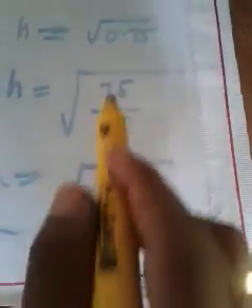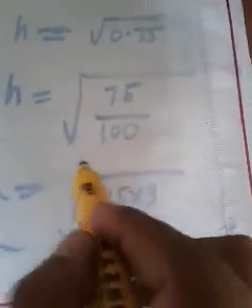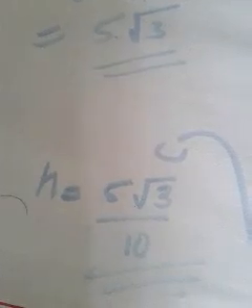That is the reason. You may have understood. 75 is 25 into 3. Then when you apply square root separately, square root of 25 is 5. What is square root of 3? Square root of 3 itself. That means we got the value of h as 5 root 3 by 10.